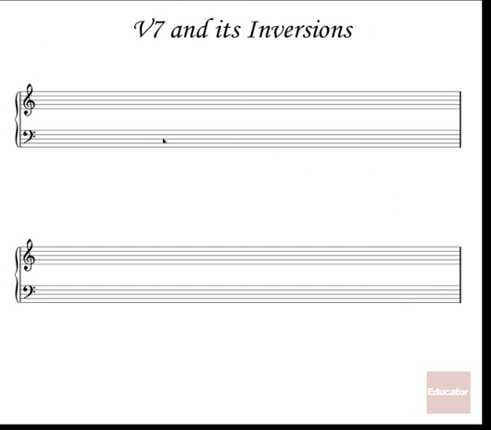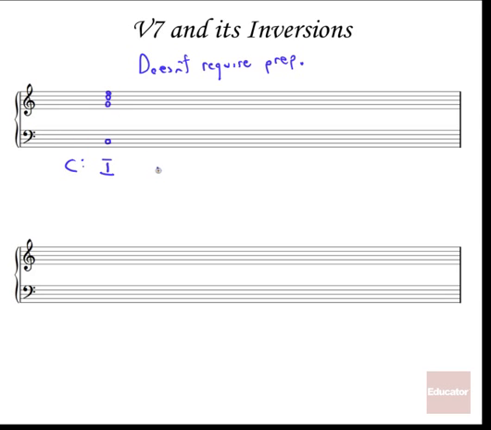So now let's look at V7 and some of its inversions. The difference between V7 and other 7th chords is that the dominant 7th can appear without any preparation. It doesn't require preparation.